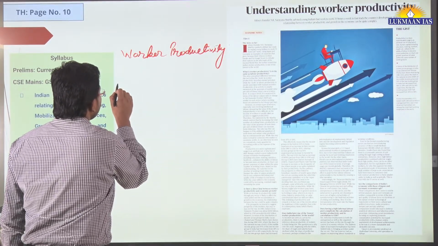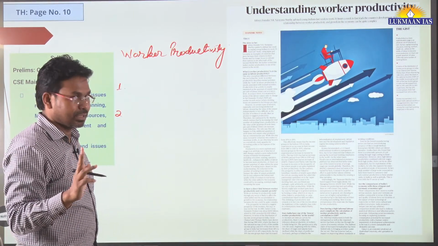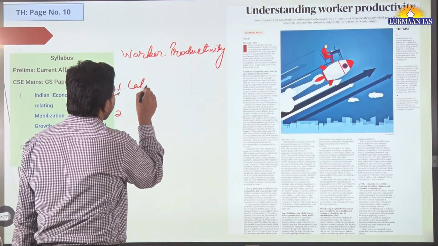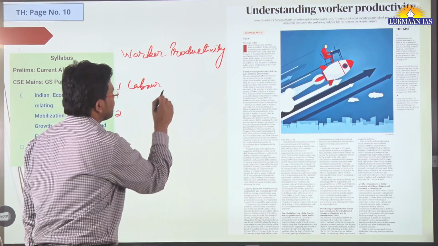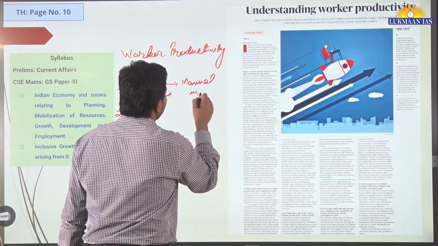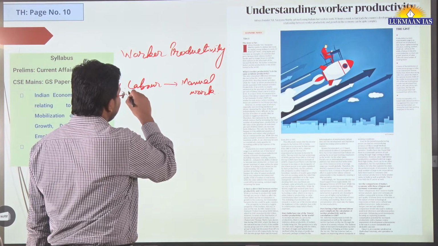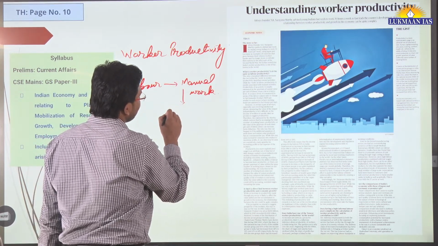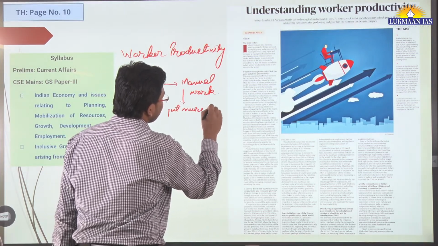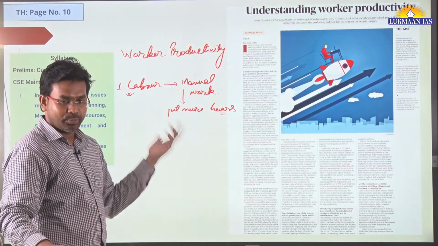So when we talk about worker productivity, we need to divide workers into two different classes. One class are those working as labor. Labor means people involved in manual work. In this case, if their productivity increases, they have to put in more hours of work. If they put in more hours, they will be producing more per day.